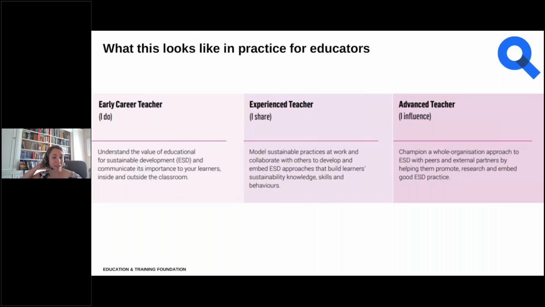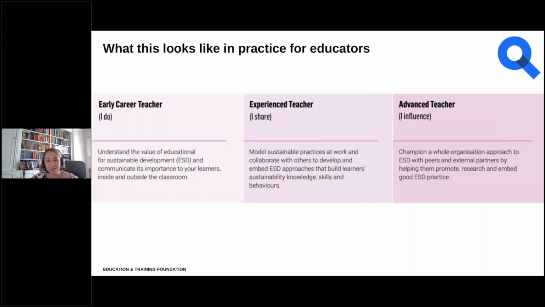And as part of the revised professional standards, we mapped out what this looks like in practice for either an early career teacher or somebody who's new to ESD. And really it's about understanding the value of ESD and its importance for your learners. What does this look like for a more experienced teacher or somebody who's more advanced in their ESD practice? Well, that's about modelling sustainable practices at work. It's about collaborating with others to develop and embed ESD approaches within your organisation. And then what does this look like from an advanced position? Well, that's really about becoming a champion and an advocate for ESD with your peers, with your partners, and helping others to promote and contribute to ESD too.